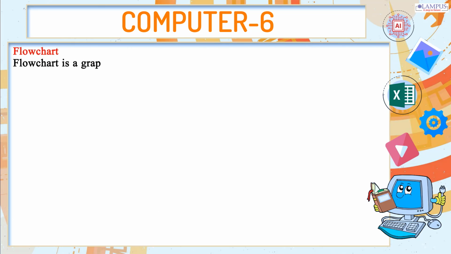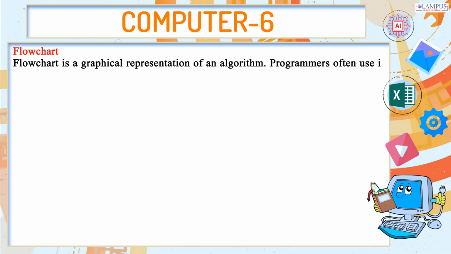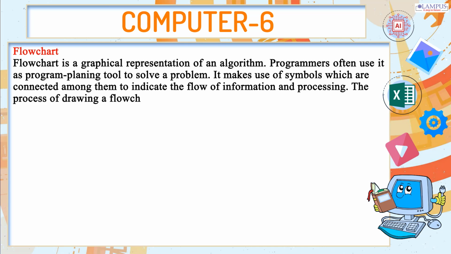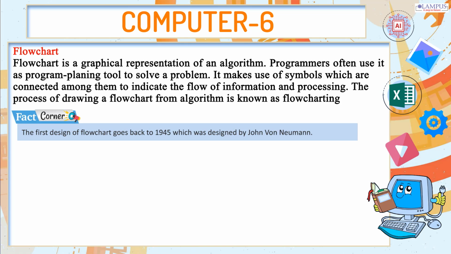Flowchart. A flowchart is a graphical representation of an algorithm. Programmers often use it as a program planning tool to solve a problem. It makes use of symbols which are connected among themselves to indicate the flow of information and processing. The process of drawing a flowchart from an algorithm is known as flowcharting. Fact Corner. The first design of a flowchart goes back to 1945, which was designed by John von Neumann.